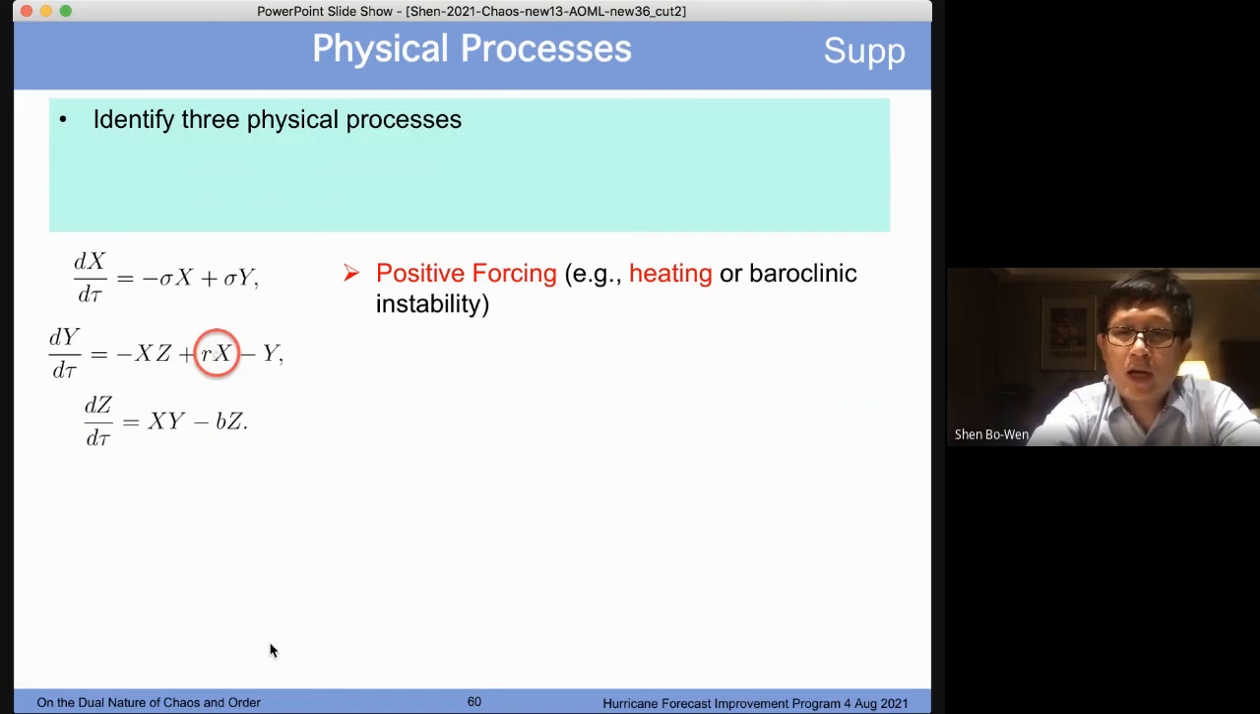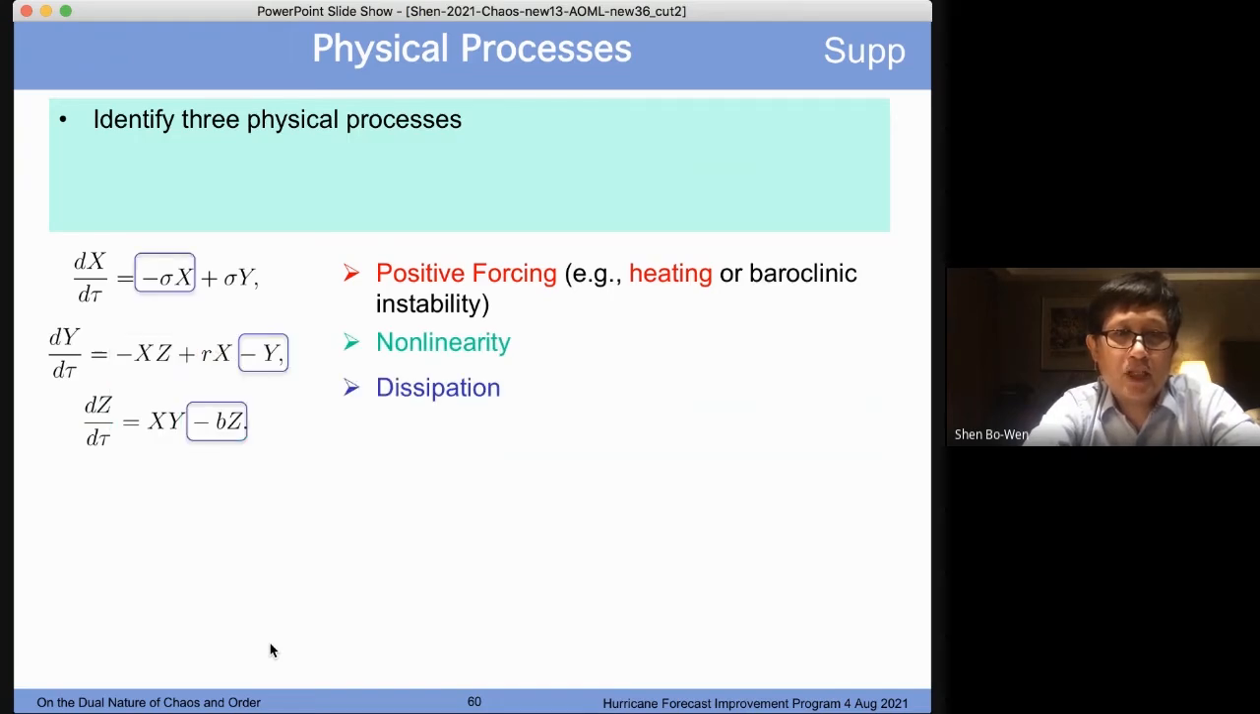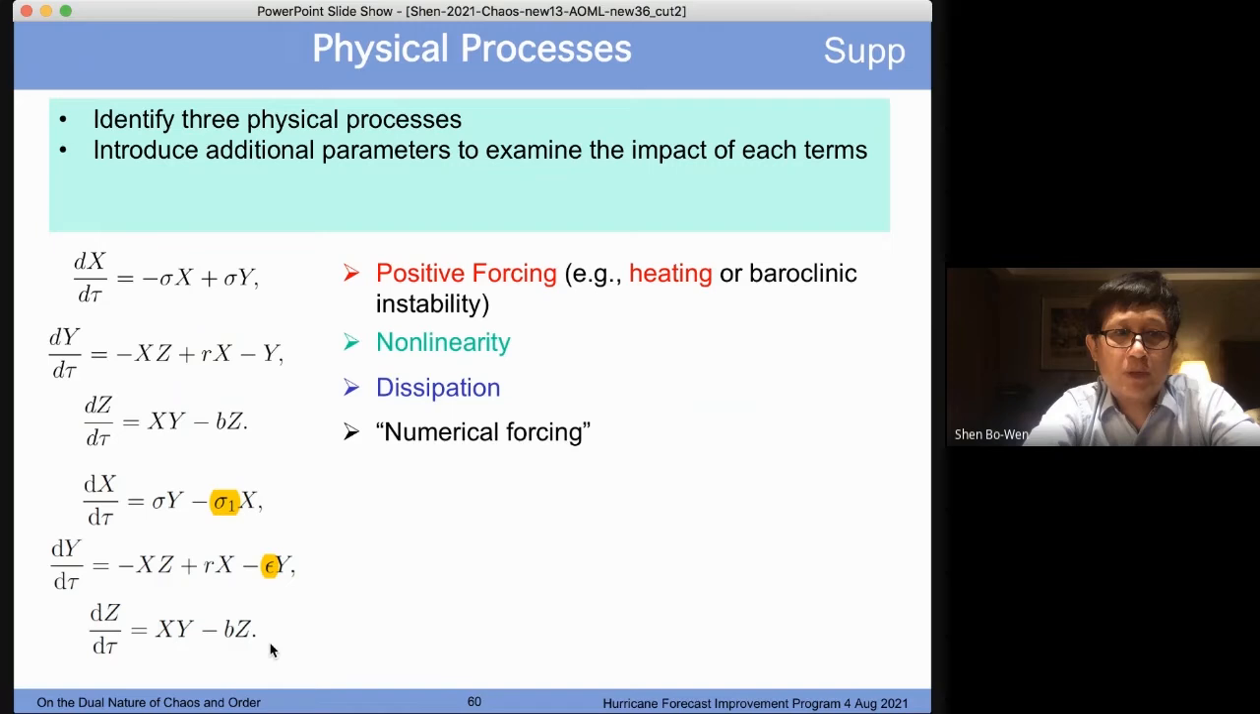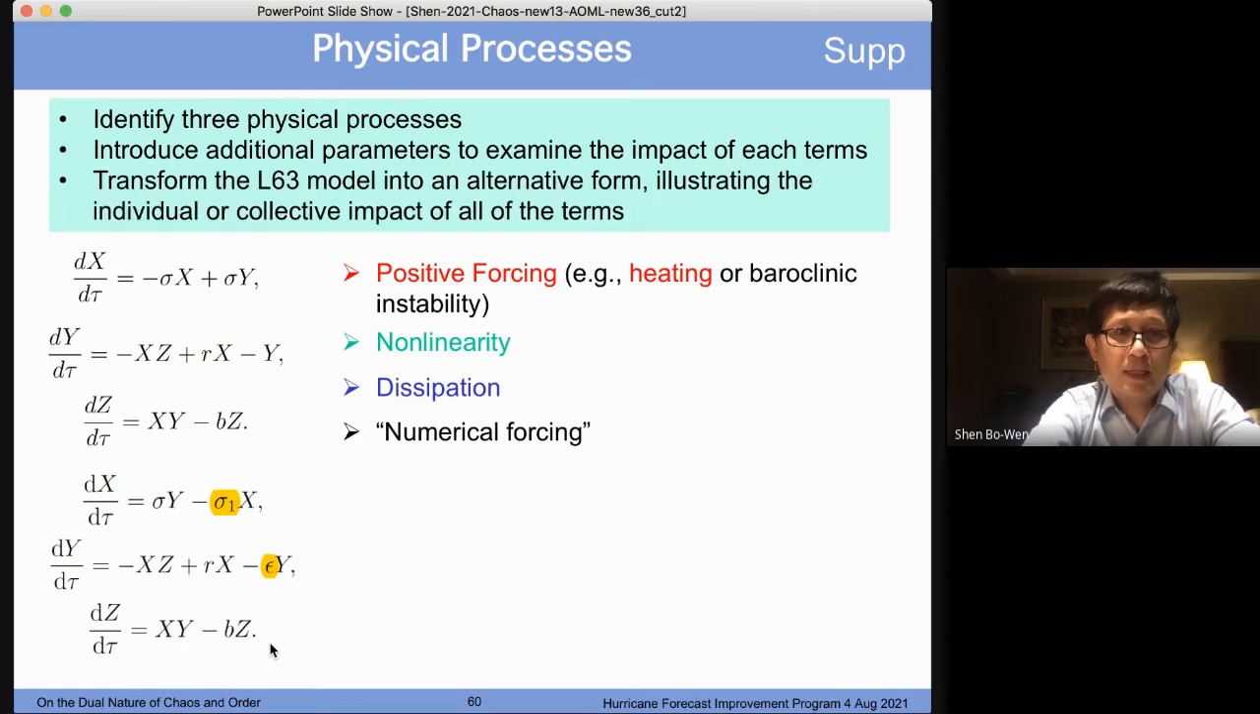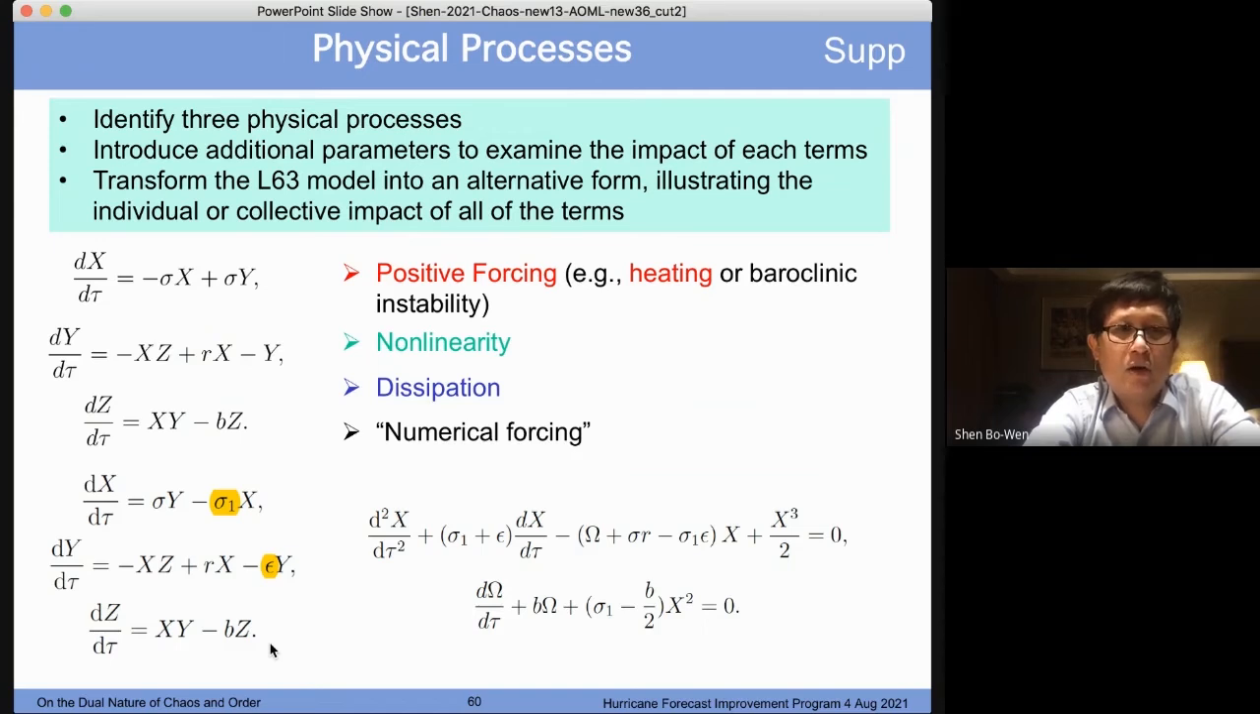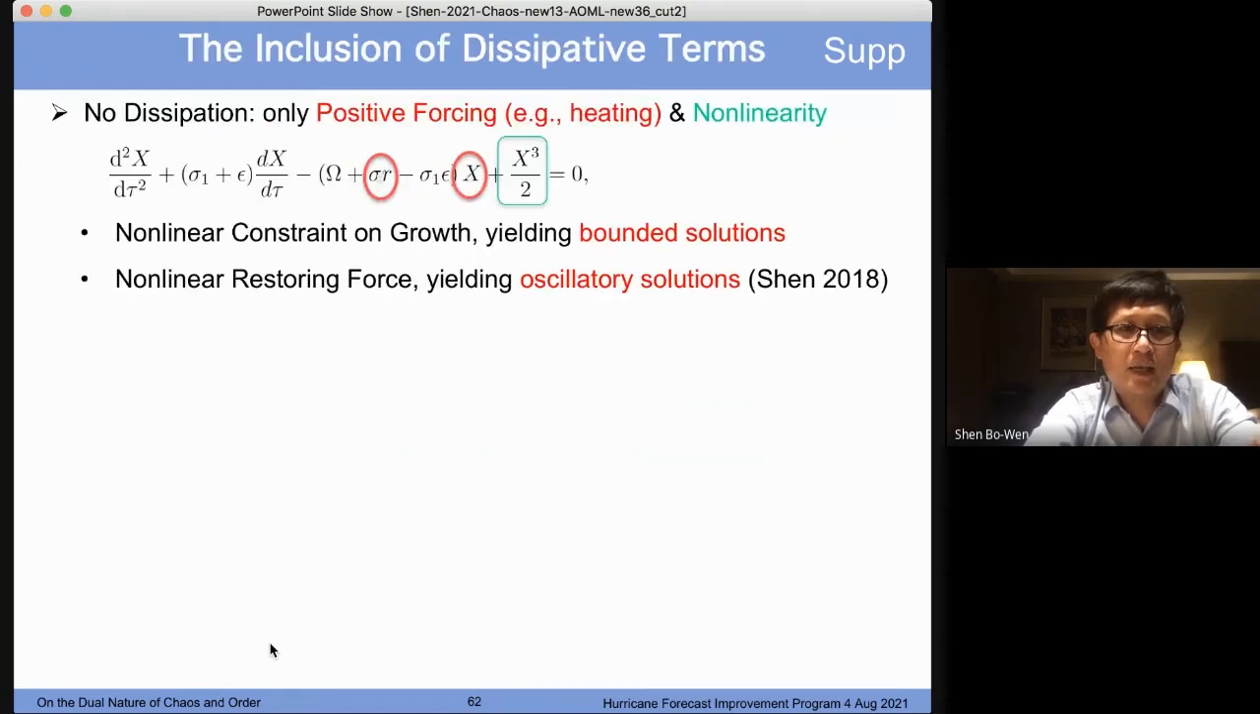In this slide, we're trying to identify three physical processes based on those models, including heating, nonlinearity, and dissipation. We then introduce additional parameters and transform the L63 model into an alternative form in order to illustrate the individual or combined impact of all of the terms. As a result, we can first illustrate the combined impact of heating and nonlinearities. Such a system produces oscillatory solutions without chaotic solutions.